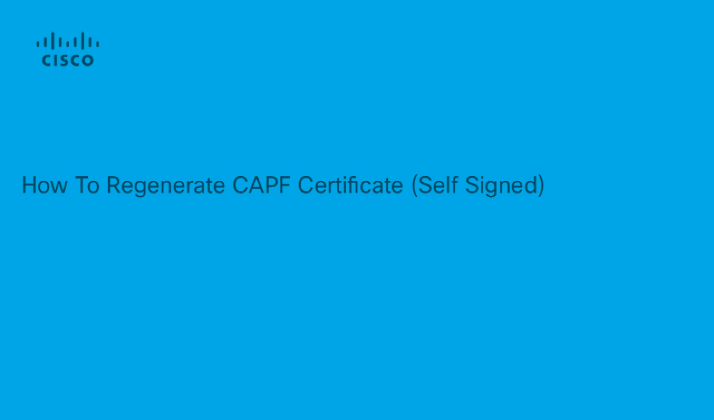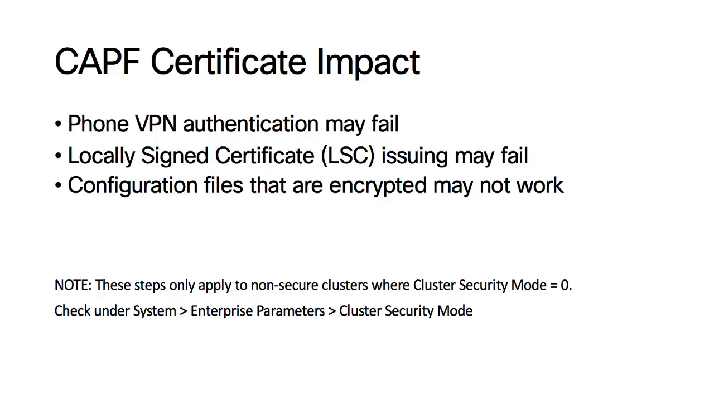Before we start, it's important to understand the impact of what happens when the certificate has expired. You may notice that phones are not authenticating with Phone VPN, 802.1x, or Phone Proxy Service. You may encounter issues with issuing new, locally signed certificates for phones. And you may also encounter problems with encrypted configuration files simply not working for your phones.